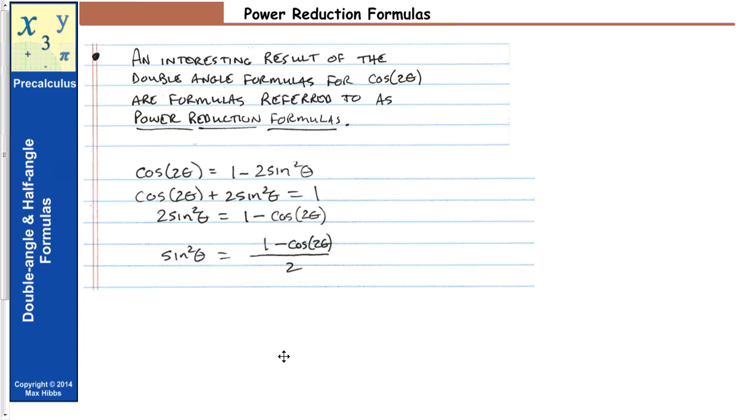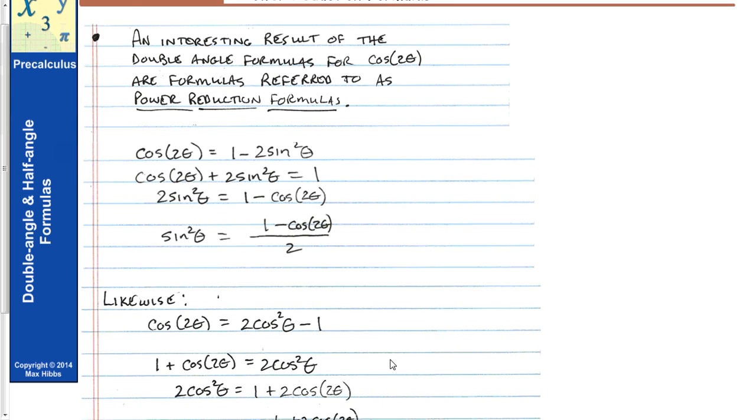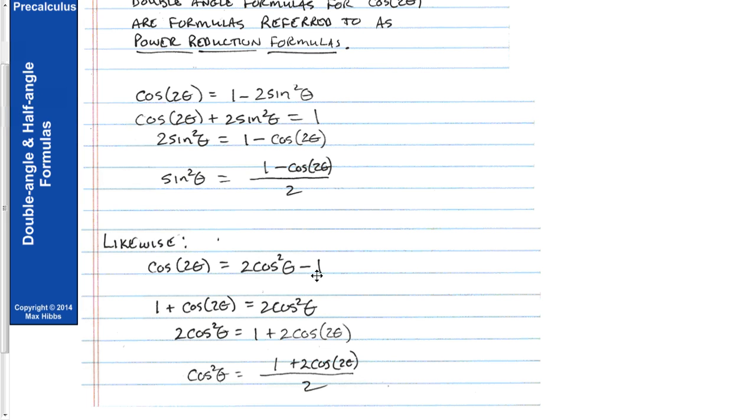Now, for the power reduction formula for cosine, that is rewriting cosine squared theta in terms of a first power trig function, we do something similar, except instead of using the identity for cosine 2 theta that we used above, we use the identity for cosine 2 theta that is 2 cosine squared theta minus 1. Now, in this case, I'm going to add 1 to both sides, and so it ends up looking like 1 plus cosine 2 theta equal to cosine squared theta.